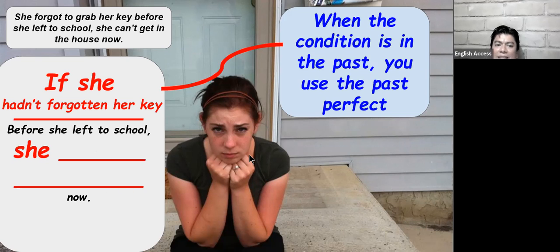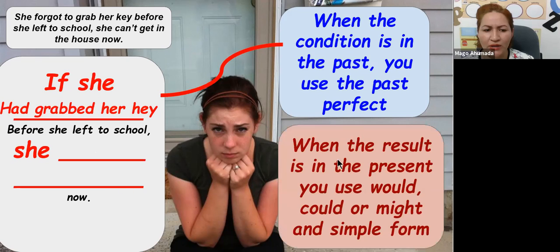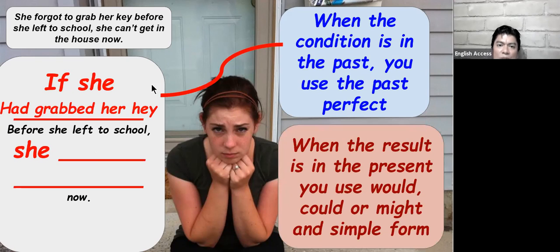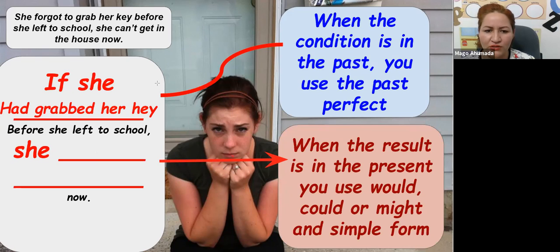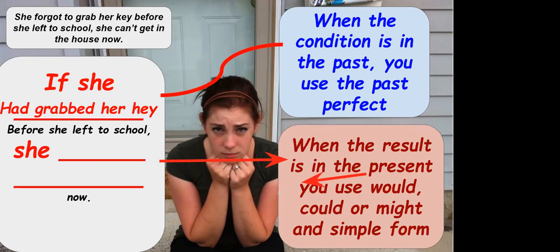She would what? She would have been in her house. Can you read, please, Mago? She will have been. When the result is in the present, simple form.